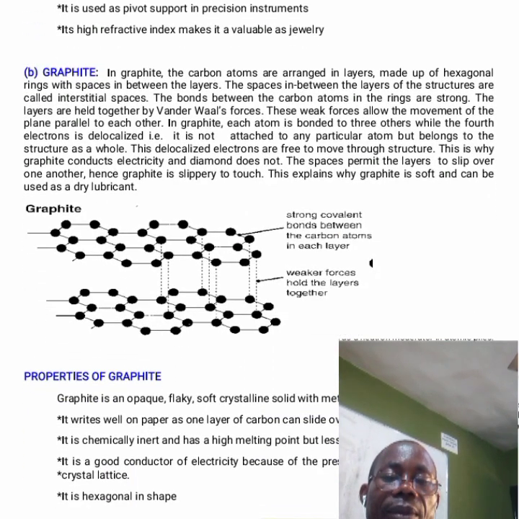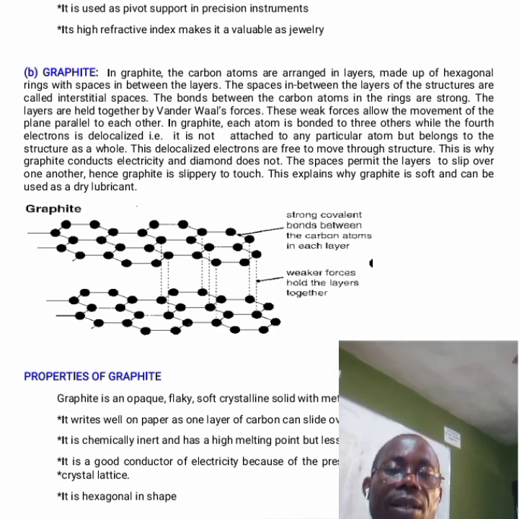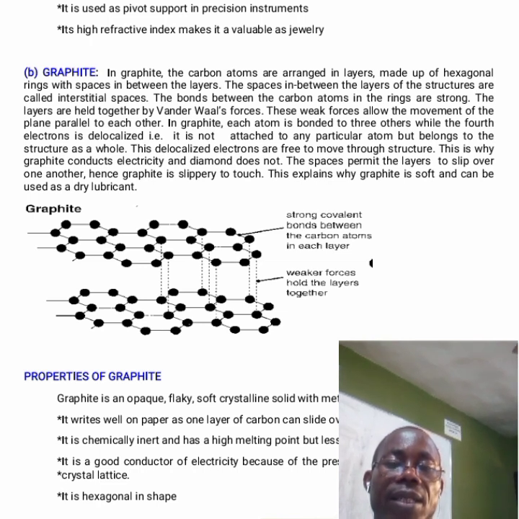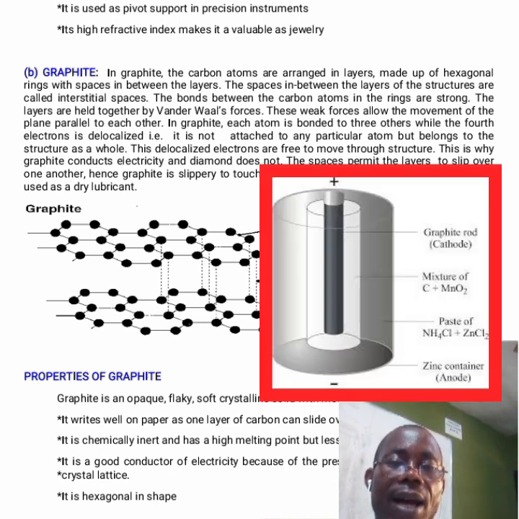Now, because there is a free electron for each carbon in the graphite crystal lattice, this makes graphite a good conductor of electricity. Graphite is often used as electrode in dry cells and in electrolytic cells.